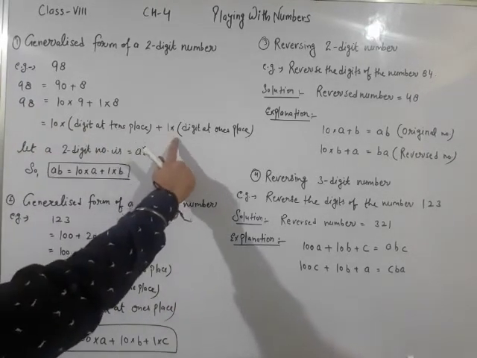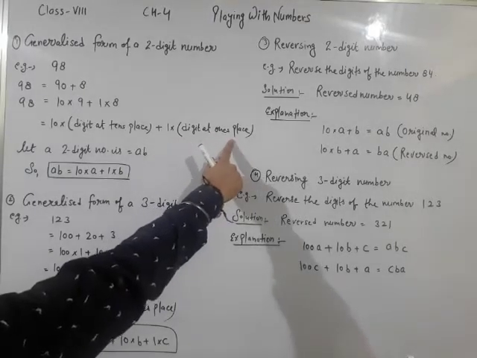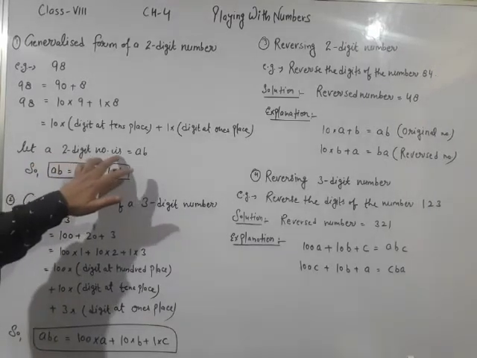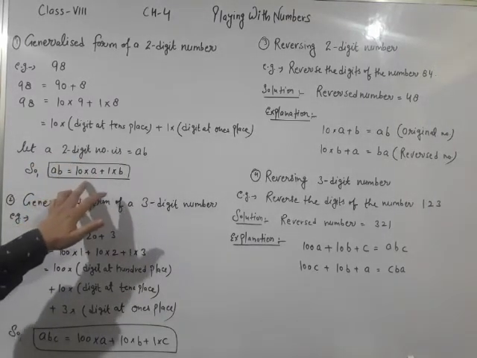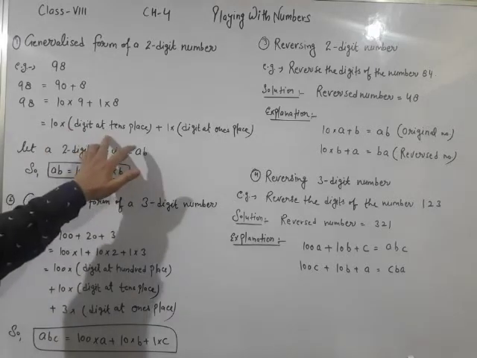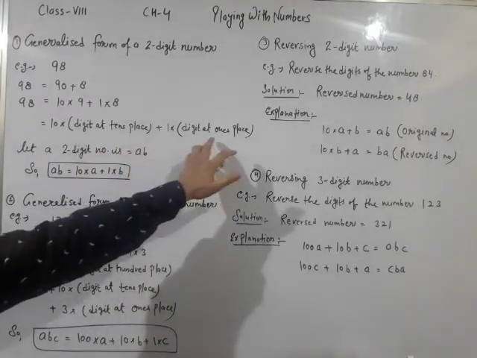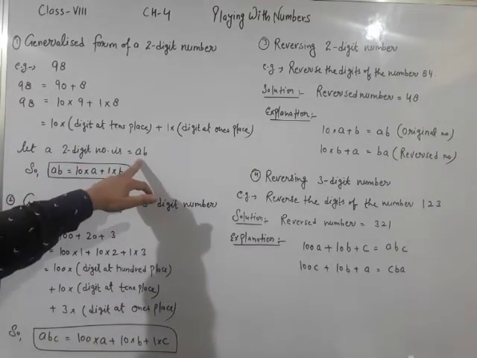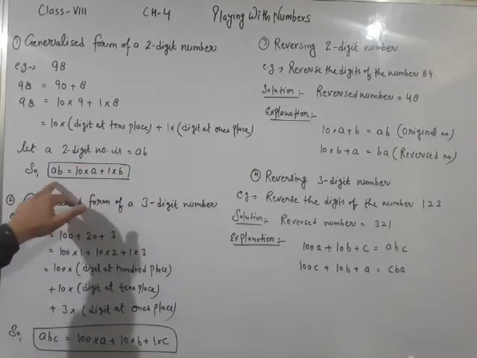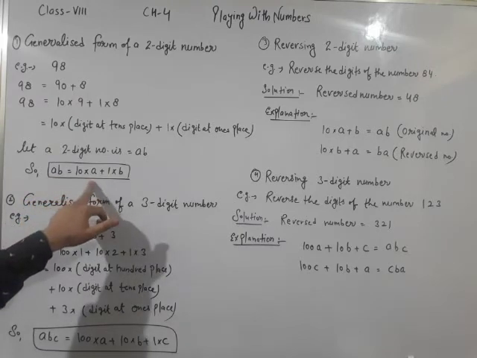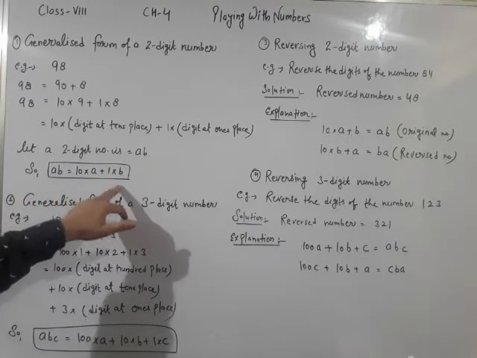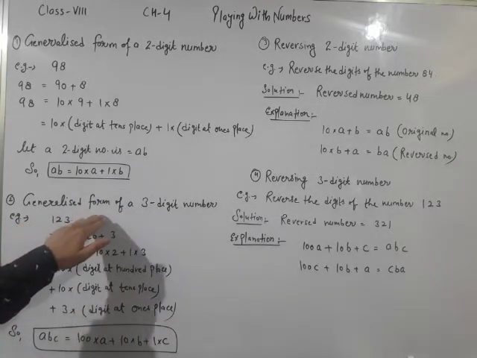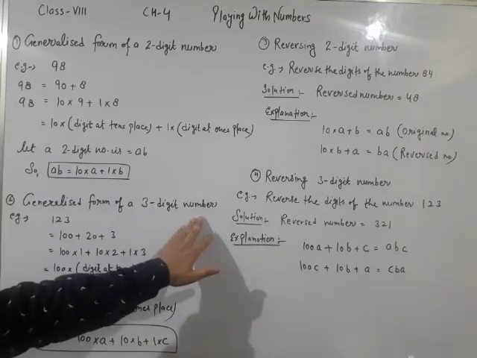So 1 multiplied by the digit at the ones place. So the generalized form of a 2-digit number is 10 multiplied by the tens digit plus 1 multiplied by the ones digit. If we have a 2-digit number AB, then AB can be written as 10 multiplied by A plus 1 multiplied by B. Similarly, we can find the generalized form of a 3-digit number.